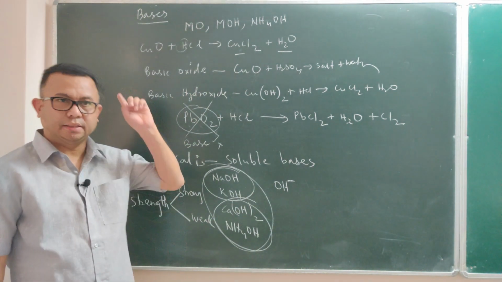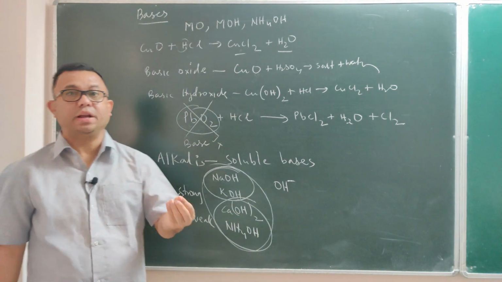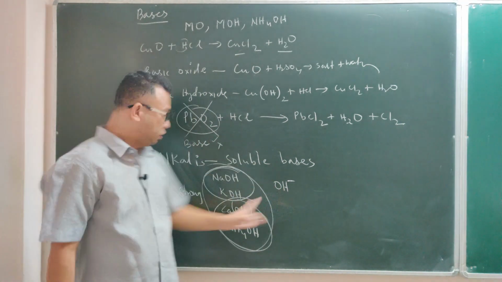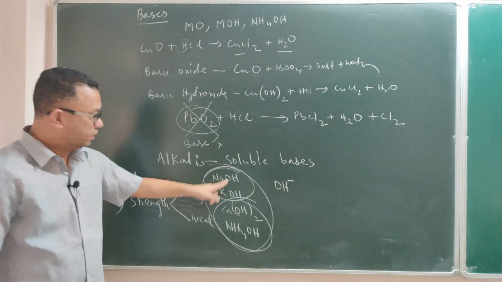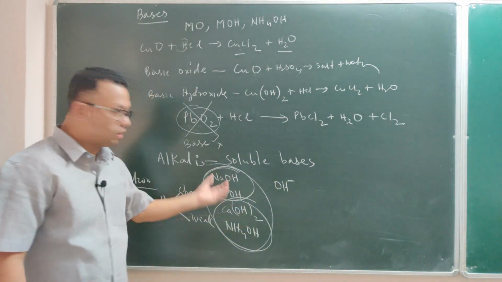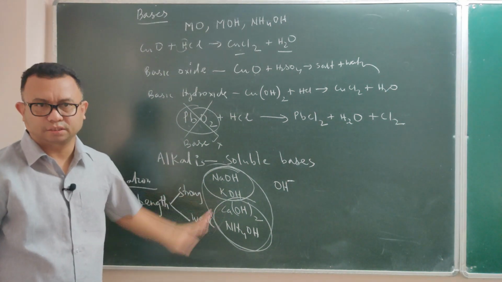Hydroxyl. In acid we said strong acid is that which produces plenty of hydronium ion. Hydronium for acid, hydroxyl for base. So that means KOH and NaOH, when you dissolve them in water, produce so much hydroxyl ion that is why we consider them as very strong alkalis, strong bases.